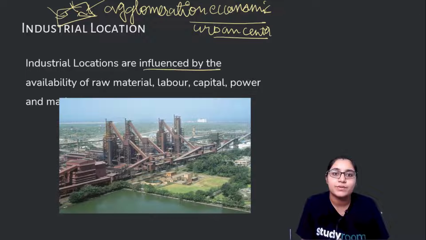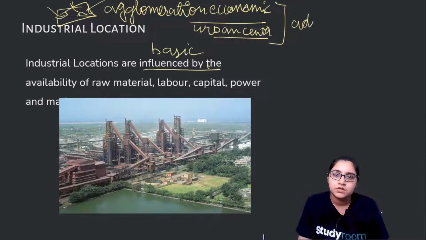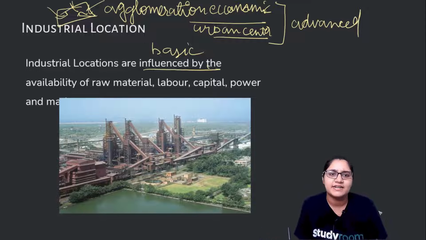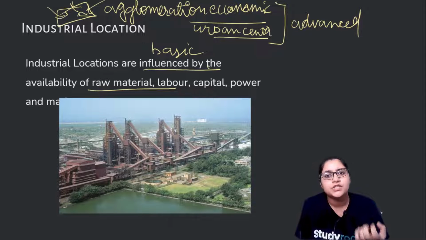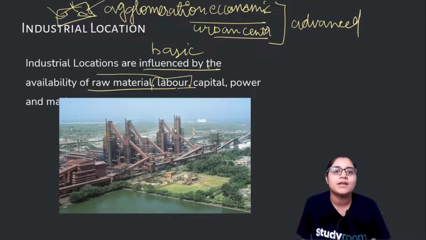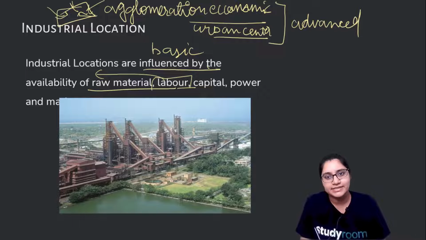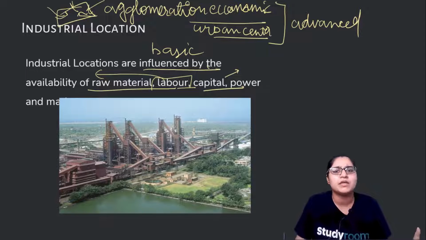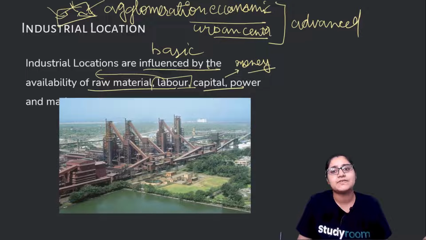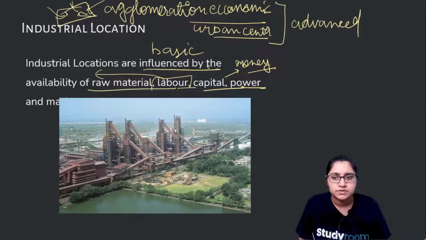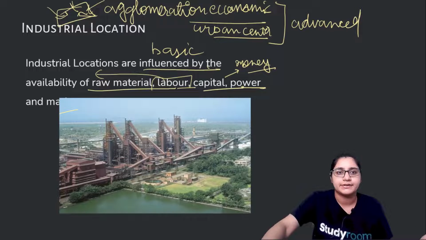So industrial locations are largely influenced by many factors. That is an advanced understanding of industrial location. But the basic understanding is availability of raw material and labor. Proximity of labor means labor can be contacted anytime at need because they are not too far away and are very close. Then comes capital. Capital can be money, human capital as well as social capital, power, but here capital means money. So you understand, all right.